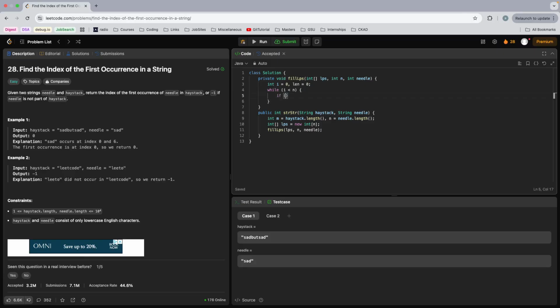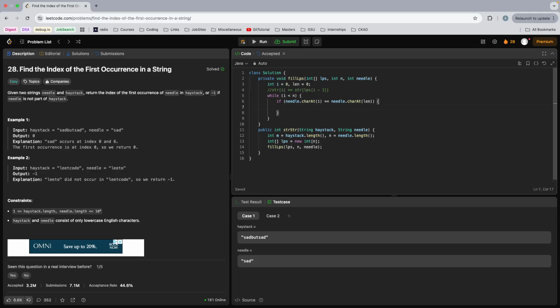In the first case, the character at I equals the character at the previous LPS value. If you remember, we said we first need to check if str of I equals str of LPS of I minus 1. This is the case where we're trying to expand our LPS in case the characters match. So if they do match, we'll have LPS of I equal to len plus 1, len would then become LPS of I, and I would increment I.